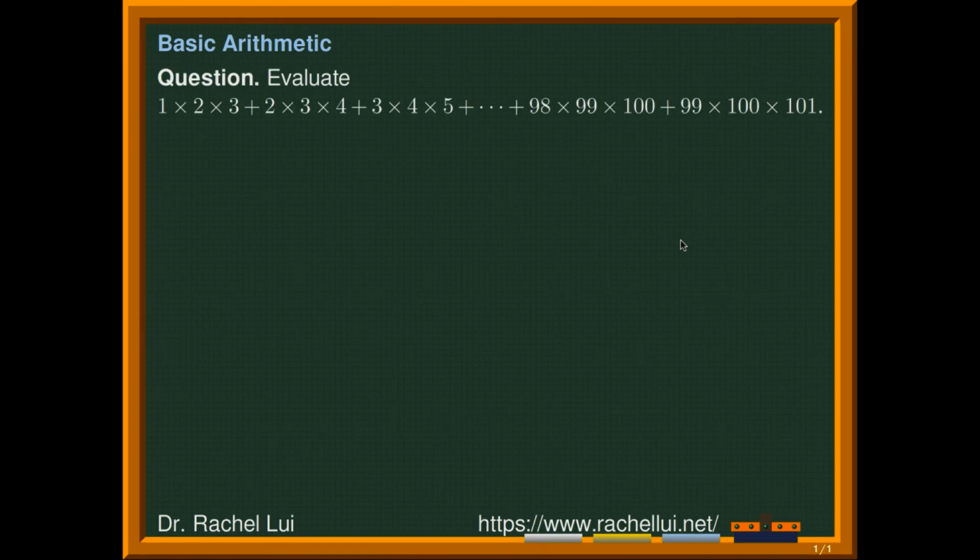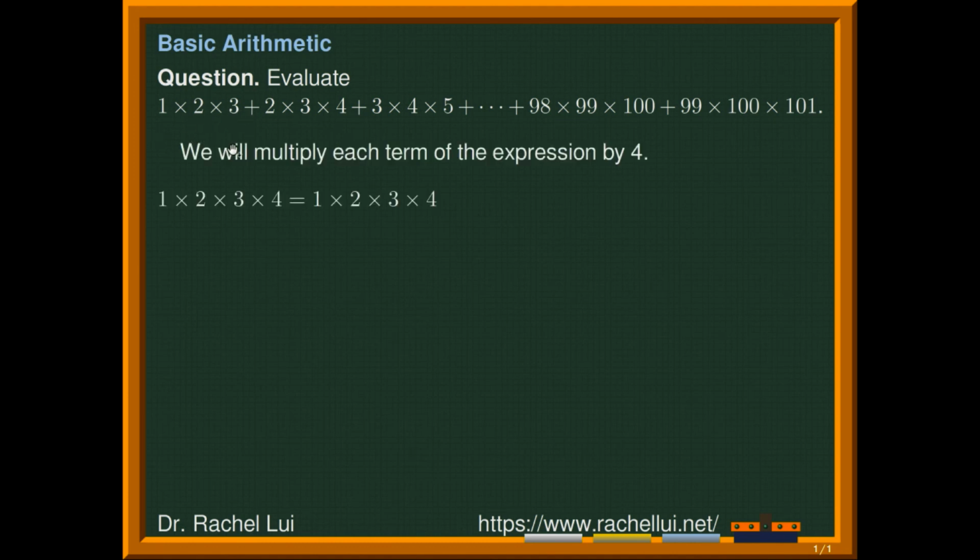Evaluate 1 times 2 times 3 plus 2 times 3 times 4 plus 3 times 4 times 5 and so on until plus 98 times 99 times 100 plus 99 times 100 times 101. We can see that each single term is the product of 3 consecutive numbers. So what we are going to do is multiply every single term by 4. So we will start with 1 times 2 times 3 times 4, which ends up to be 1 times 2 times 3 times 4. For the second term, 2 times 3 times 4, we will multiply it by 4.